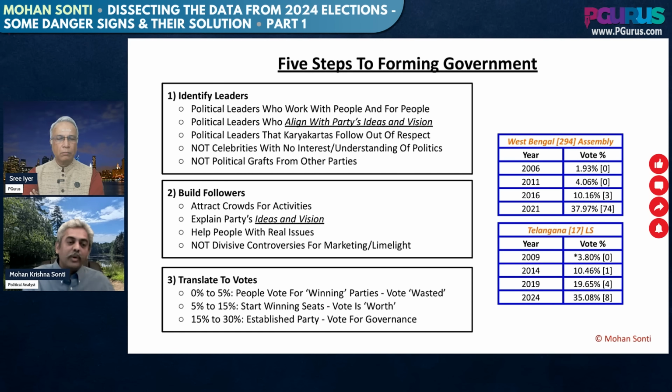So we know how much support exists on the ground. But this is about translating it. Even though MHvtt has a very large crowd, and I'm sure a substantial number of them actually like him and want to support him, when they go to the booth, they go back to their old fidelity, right? Because they don't see a winning king there yet. So this is a tough job between 0 to 5%. Once they cross that barrier, at 5 to 15%, people feel the vote is worth it, and in the next cycle a lot of people will vote. And at 15 to 30%, they have established the party and are ready for governance.